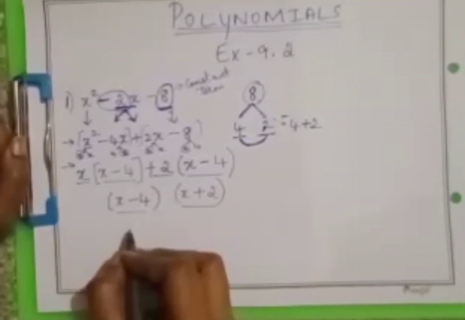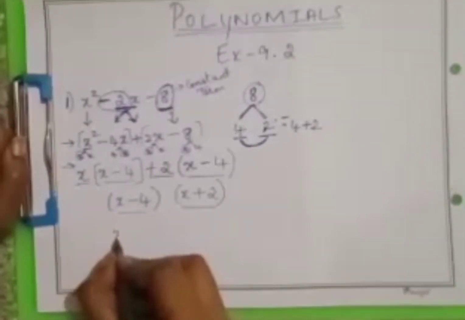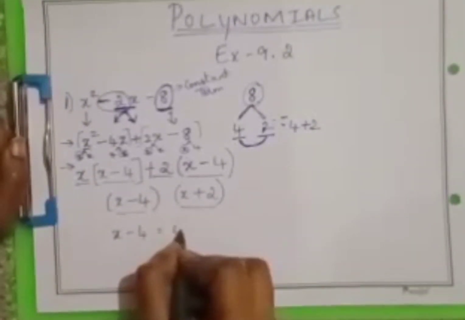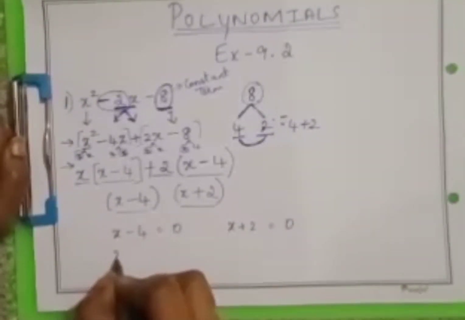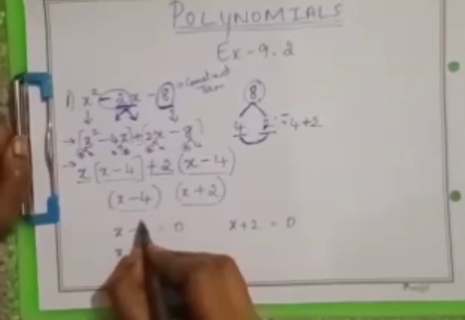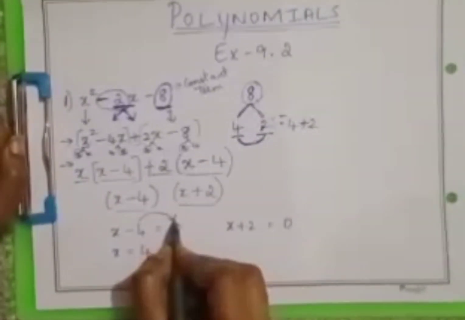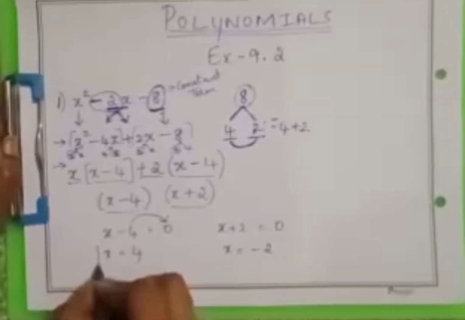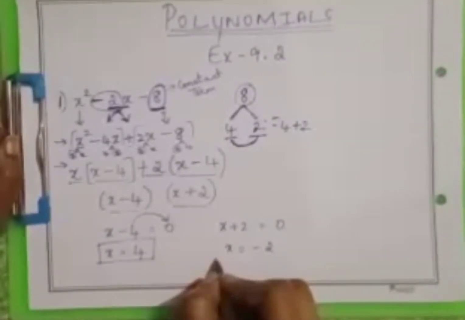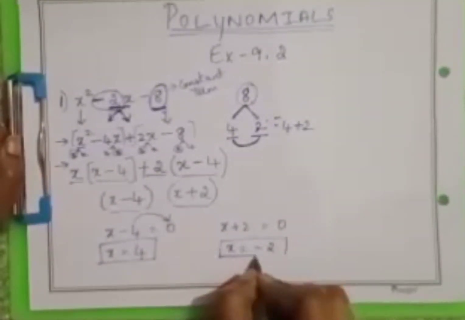Now we are supposed to get the value of x. So equate x minus 4 to 0, and also x plus 2 to 0. Here we will get the x value as plus 4, because as minus 4 crosses the equal sign and comes to this side, it becomes plus 4, and here the x value becomes minus 2. So these are the values of the zeros for the given equation, x square minus 2x minus 8.